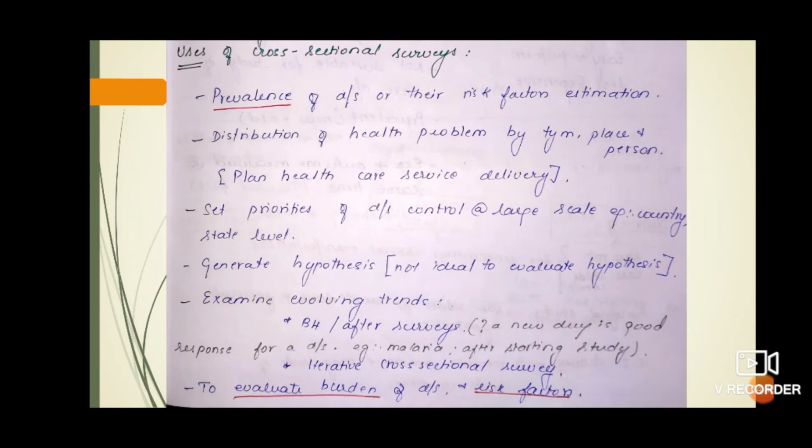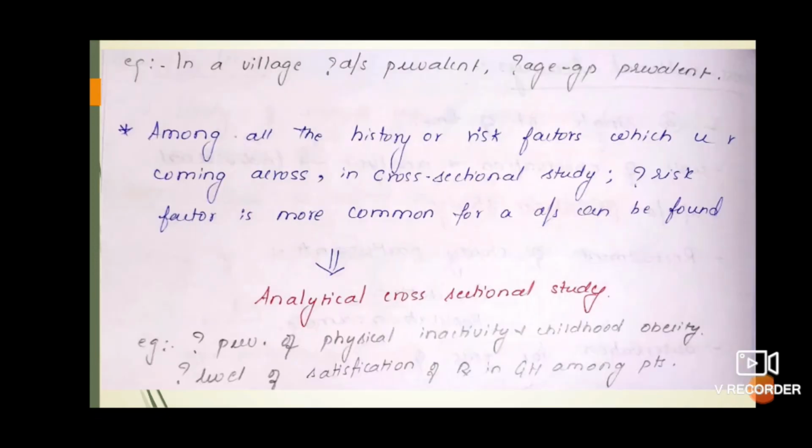For example, before and after surveys, like whether a new drug gives a good response for a disease, for example malaria, and that can be studied after starting the drug. And it can also evaluate the burden of a disease and risk factor. For example, whether in a village any particular disease is prevalent, or any age group is particularly affected by a disease, can be studied using a cross-sectional study.